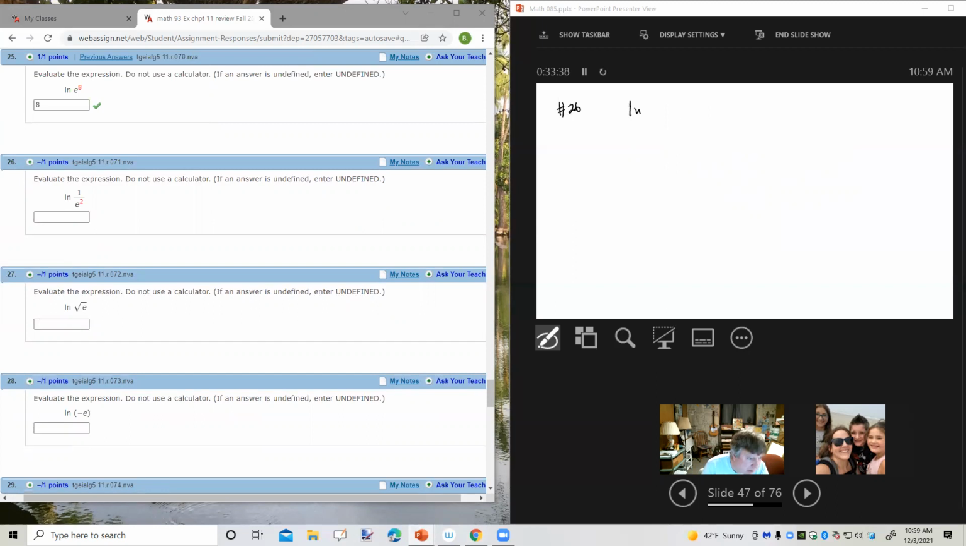Natural log of 1 over e squared equals some unknown box. Log base e of e to the -2 power, moving it upstairs. So e to the box equals e to the -2, and the box equals -2.